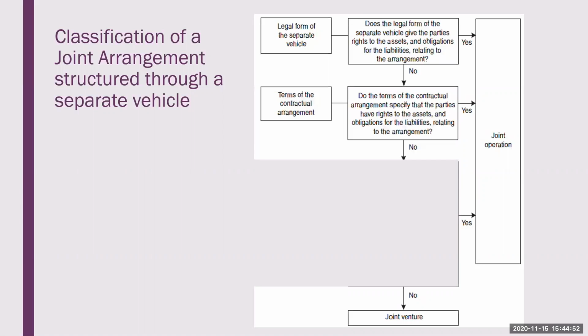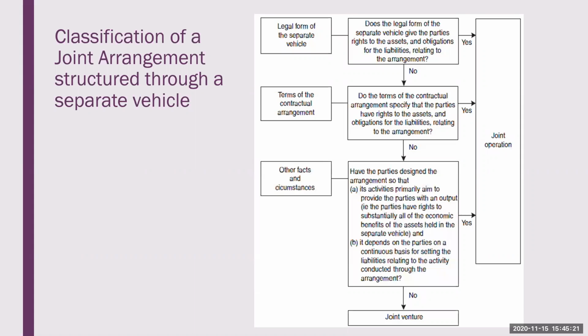Another thing to ask is, what are the terms of the contractual arrangement? Do the terms of the contractual arrangement specify that the parties have rights to the assets and obligations for the liabilities relating to the arrangement? So again, remember, in a partnership, partners are liable for the liabilities, right? And they have rights to the assets. If the answer is yes, it's a joint operation. If no, then the third question to look at is other facts and circumstances.